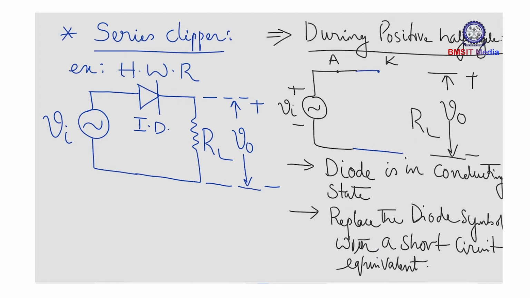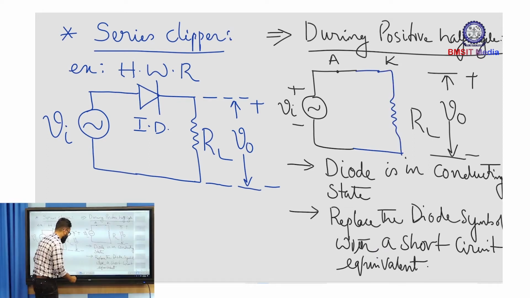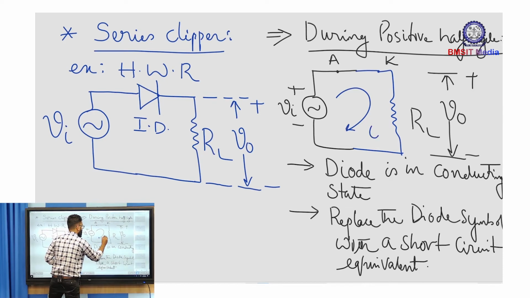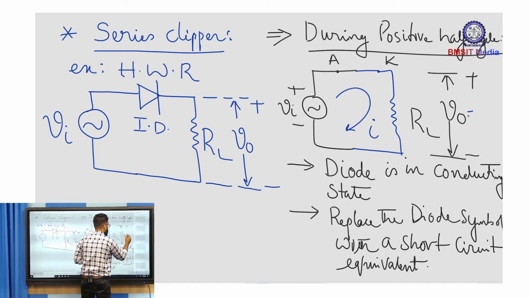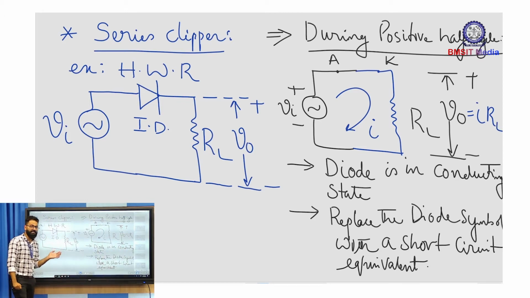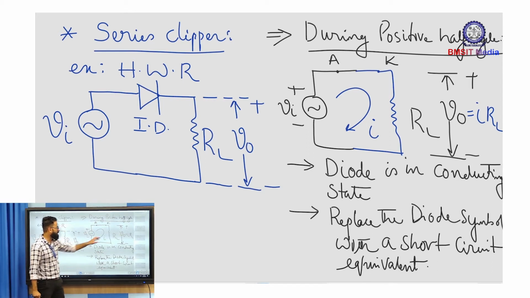Okay. And when the circuit is closed, obviously there will be a flow of current, and this current produces a voltage across the load. So V0 is basically I into RL. So for the positive half cycle, the diode conducts, due to which there will be a flow of current, and hence the output voltage exists. Okay, so we'll plot the waveform sometime later.